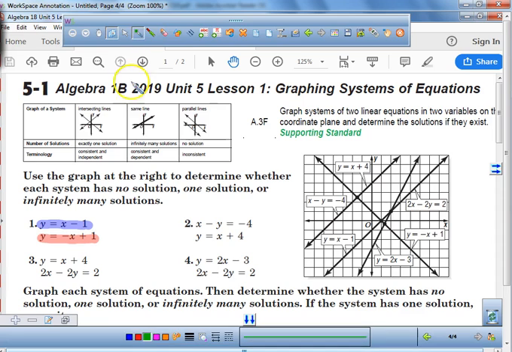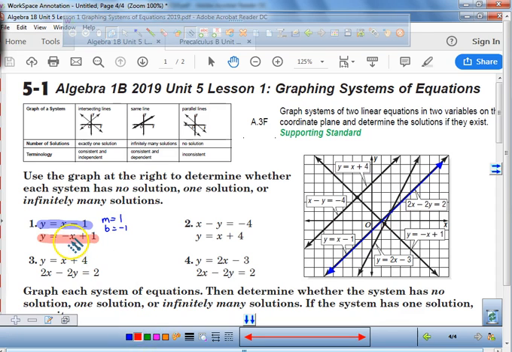The slope of this line. What's the slope of my first line? The slope is 1. And what's my y-intercept? -1. Okay? So if I wanted to find that line, I got to find the line that has a slope of 1 and a y-intercept of -1. Hey, there it is, right here. There's my slope of 1.